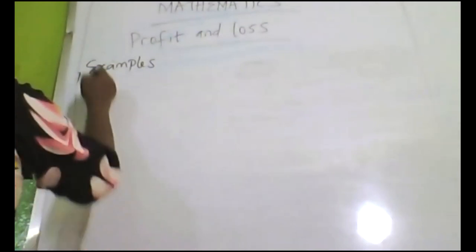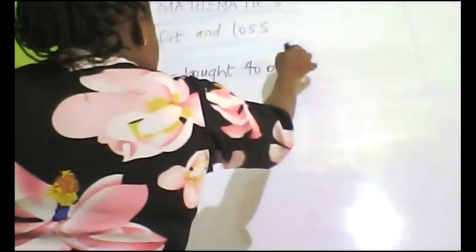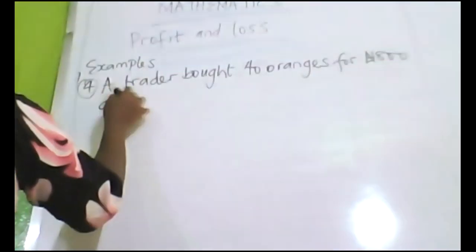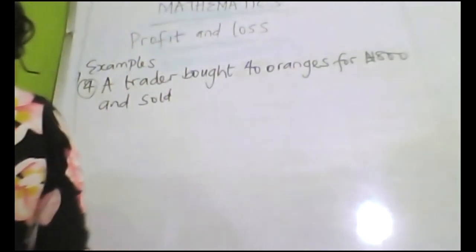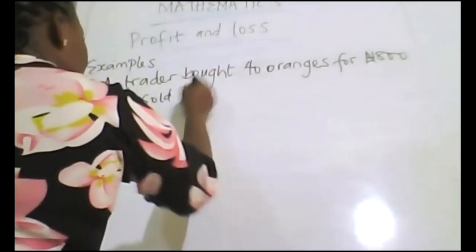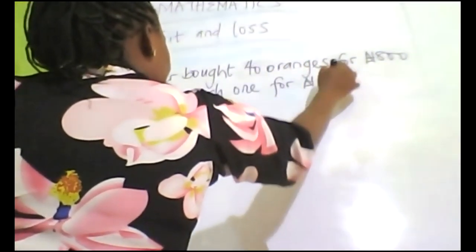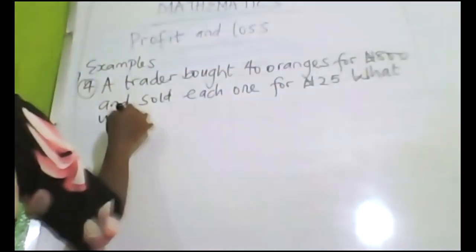A trader bought 40 oranges for 800 naira and sold each one for 25 naira. What was our profit?